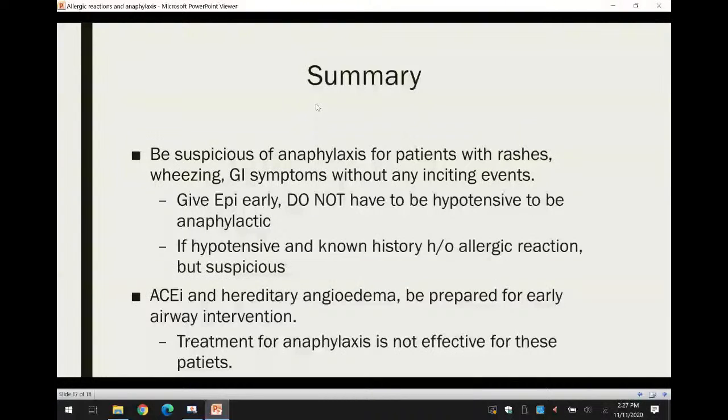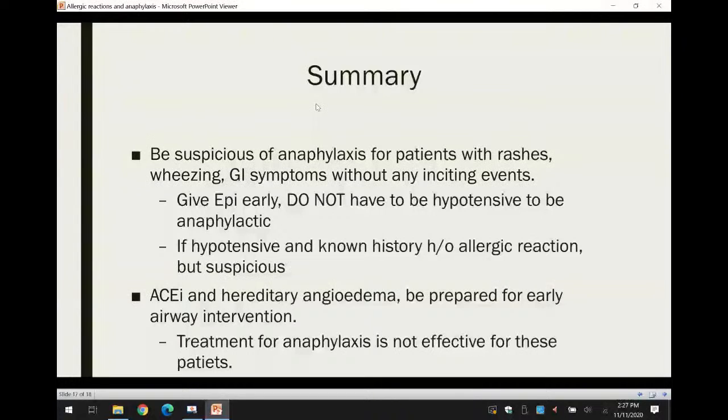It's not that giving it too late can't still help, but sometimes it gets to the point that it's a little too difficult to manage them, and even starting them on an epi drip can be a little late for them. So giving it early if there's any sort of suspicion is the biggest thing.